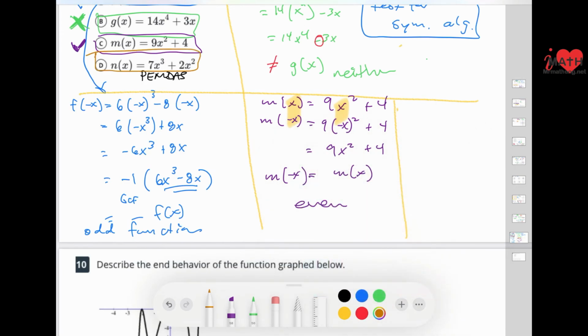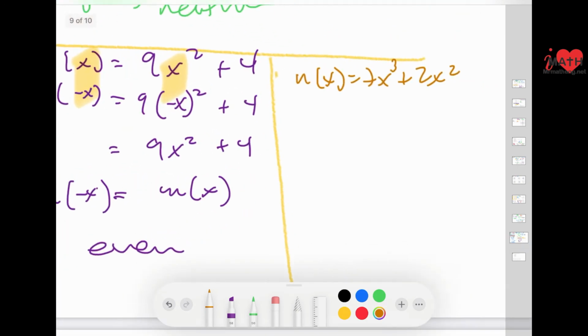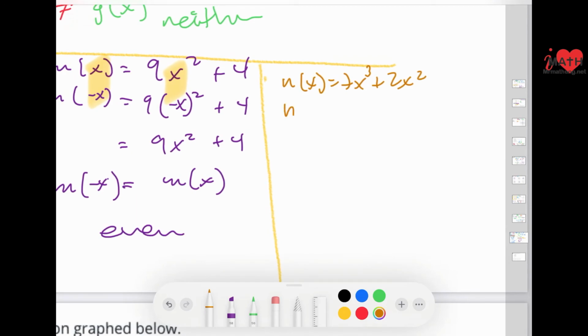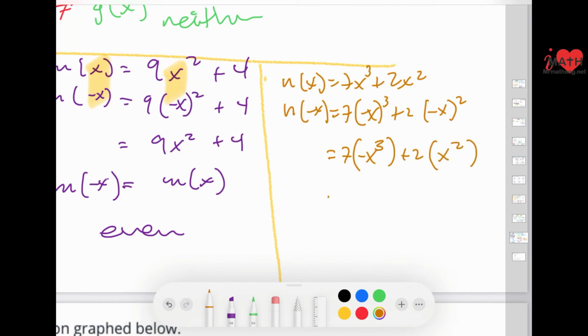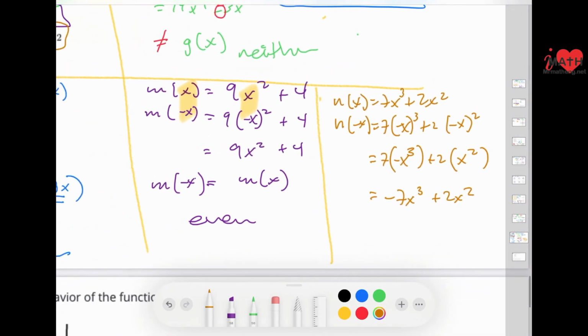Let's do this one in orange. N of x equals 7x cubed plus 2x squared. And so negative x equals 7 times negative x cubed plus 2 times negative x squared. This would be negative x cubed is negative x times negative x times negative x, which is negative x cubed. And this one is going to be negative x times negative x is just x squared. And if you just clean it up, it would look like that.